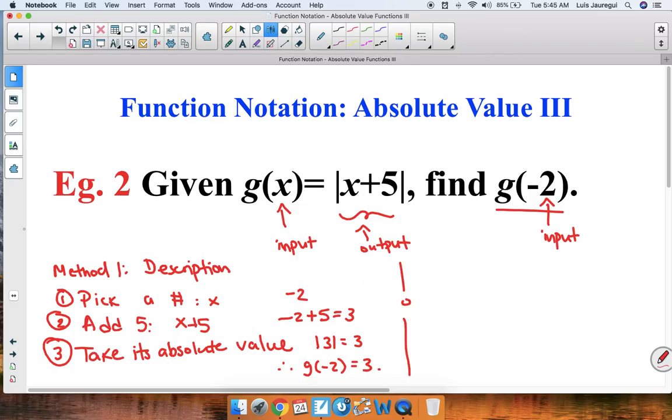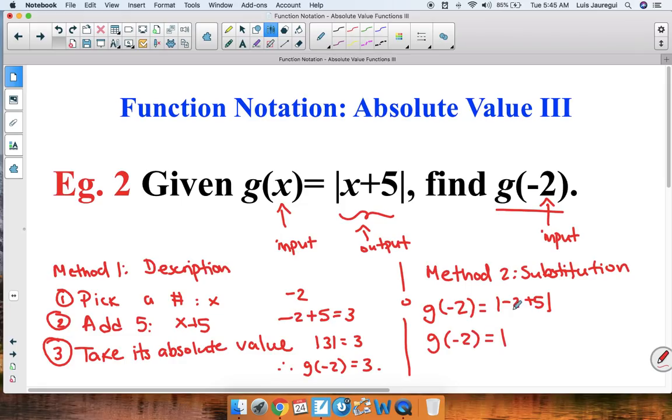Let's double check our work by using method 2, also known as the substitution method. So what does the substitution method consist of? Well, simply, all we're going to do is substitute in the negative 2 wherever we see an x. So let's say we have g of negative 2 is equal to the absolute value of negative 2 plus 5. So let's write that down. Now here we have that g of negative 2 is equal to the absolute value of negative 2 plus 5, which is 3, and the absolute value of 3 happens to be 3. Notice that regardless of which method we use, we still get that g of negative 2 is equal to 3.